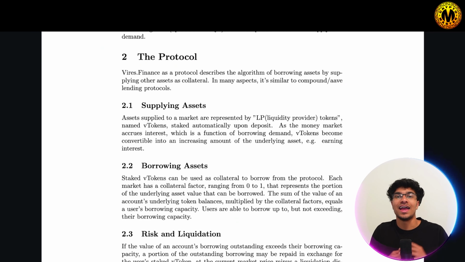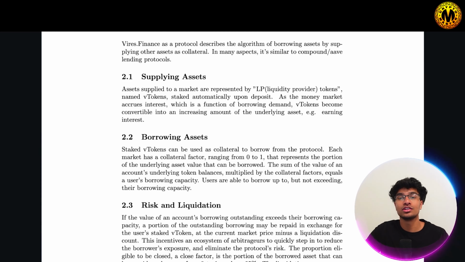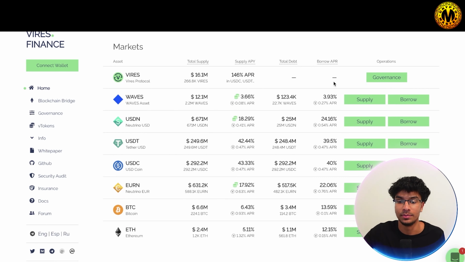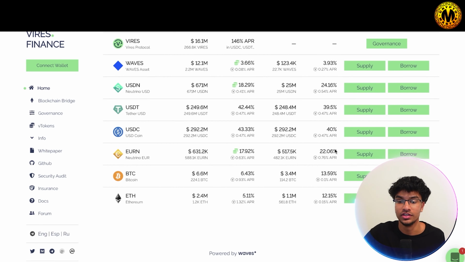So the Vires Finance protocol actually describes the algorithm of borrowing assets by supplying other assets as collateral. In many aspects, it's similar to Compound and Aave lending protocols that we've seen. And assets supplied to a market are actually represented by a liquidity provider token named V token. So these are actually staked automatically upon deposit. As the money market accrues interest, which is a function of borrowing demand, V tokens become convertible into an increasing amount of the underlying assets, for example, earning interest, which is shown over here under the borrow APR, the APR percentage for each of these assets over here.